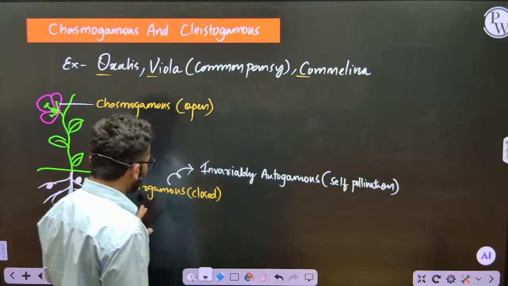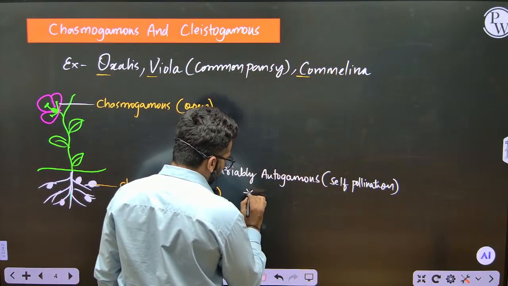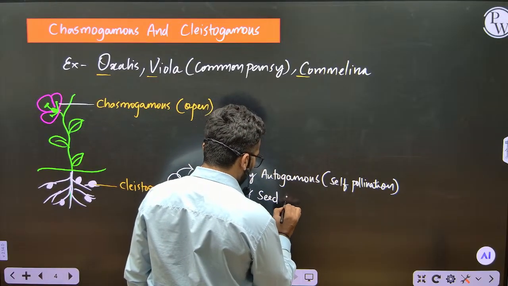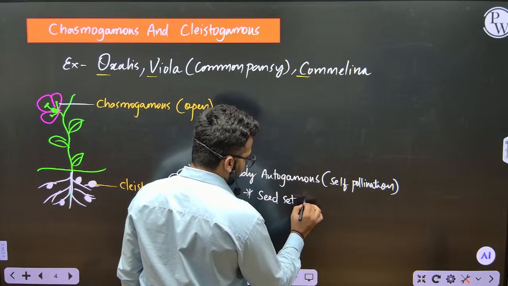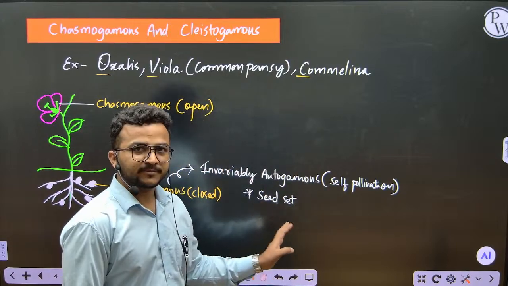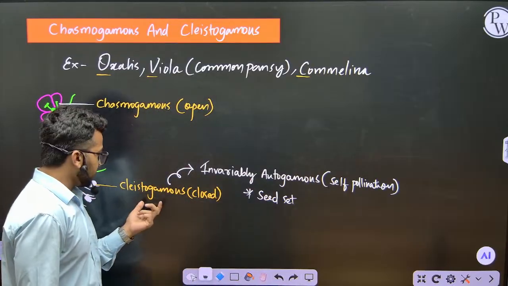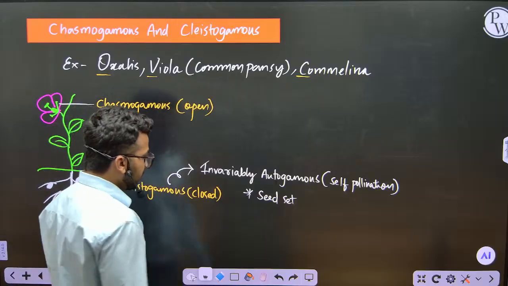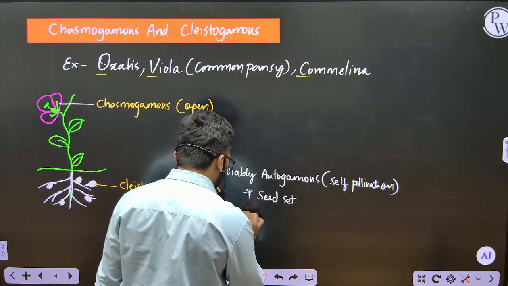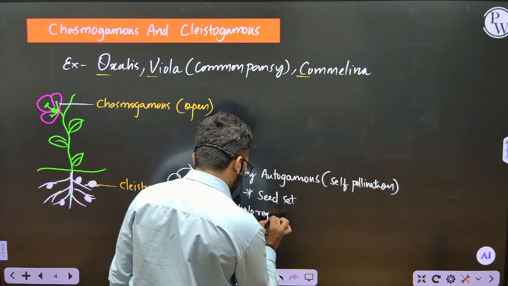Here in the clistogamous flower, invariably autogamous, seed set is compulsory. Seed set or pollination is fixed here, so due to that the seed formation will be fixed. So one advantage of this clistogamous flower is that there is no requirement of pollinators. This is an advantage for the plant.